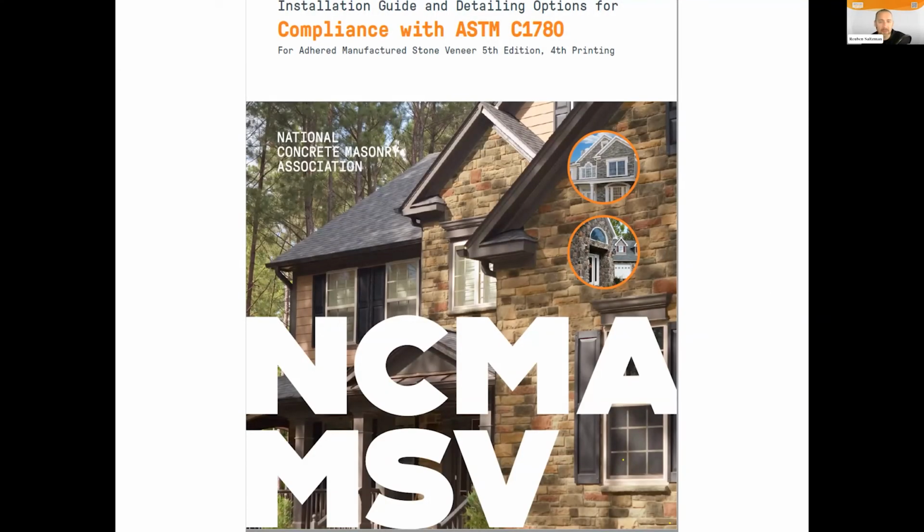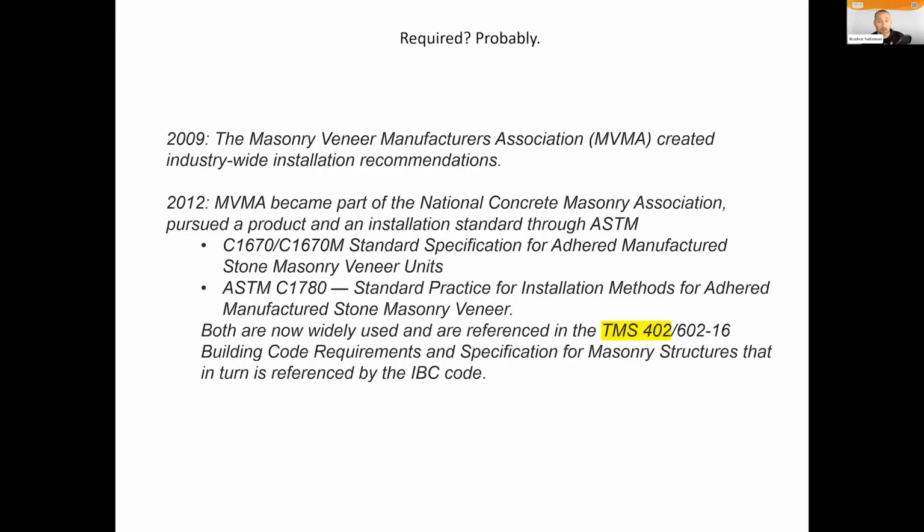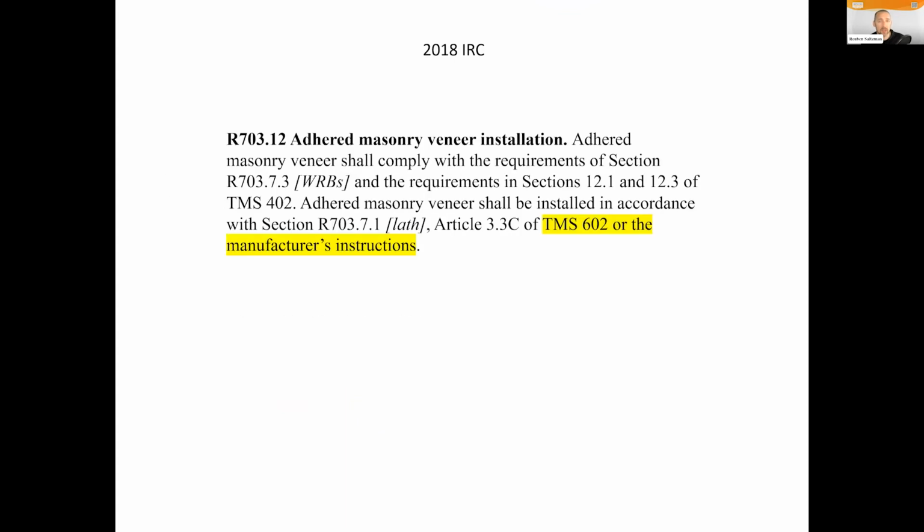So if it's in this manual, that's how you're supposed to do it. This mirrors exactly what it says in the code. So as far as I'm concerned, this is what you need to go by as a home inspector. Follow this. And here's the actual code section. This is what the current IRC says about how to install adhered masonry veneer.